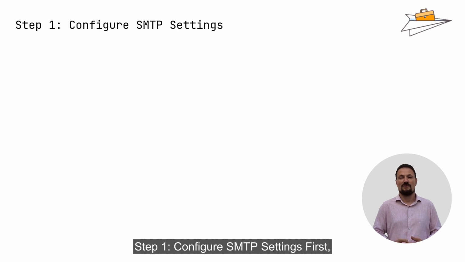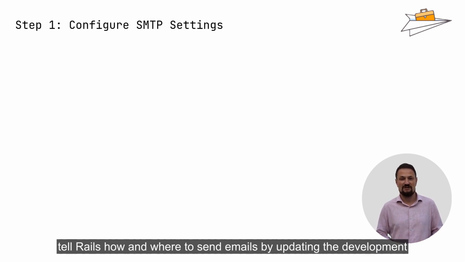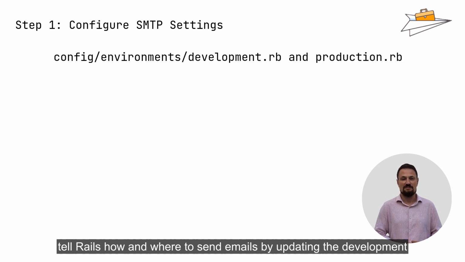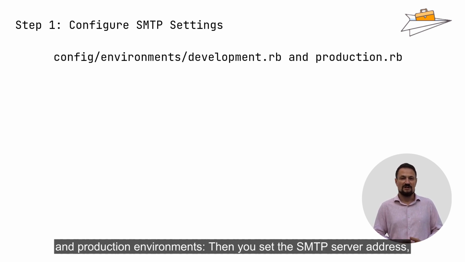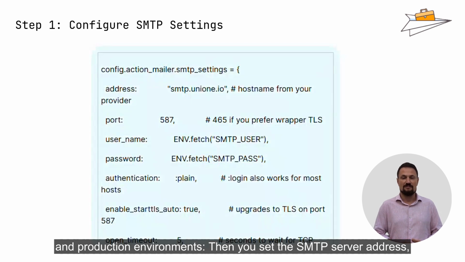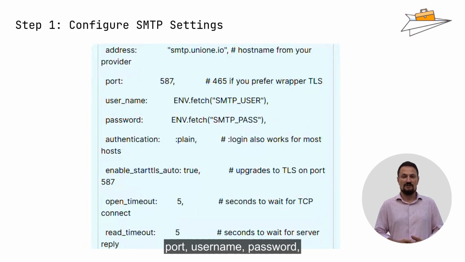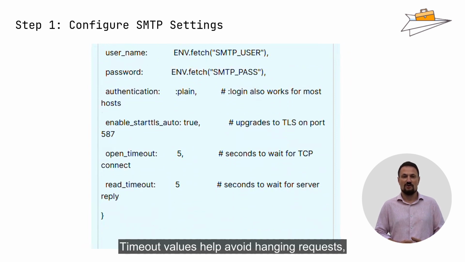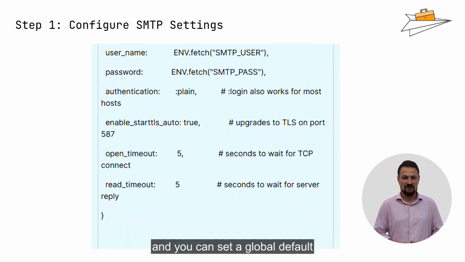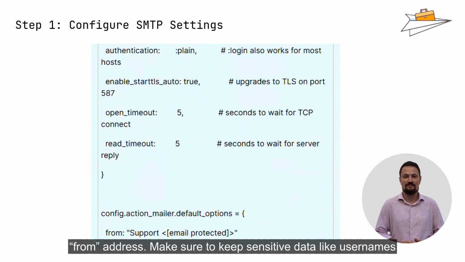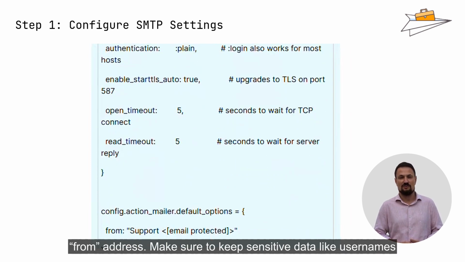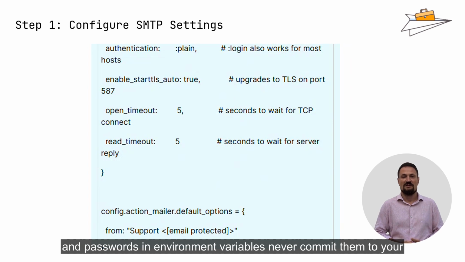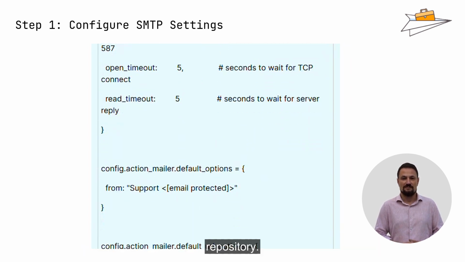Step 1. Configure SMTP settings. First, tell Rails how and where to send emails by updating the development and production environments. Then you set the SMTP server address, port, username, password, authentication method, and enable TLS with STARTTLS. Timeout values help avoid hanging requests, and you can set a global default from address. Make sure to keep sensitive data like usernames and passwords in environment variables. Never commit them to your repository.